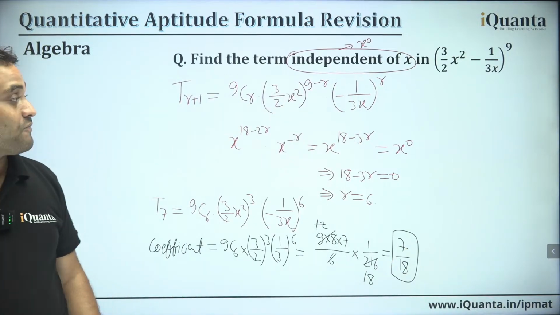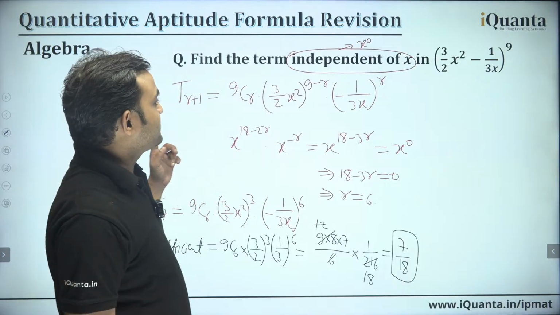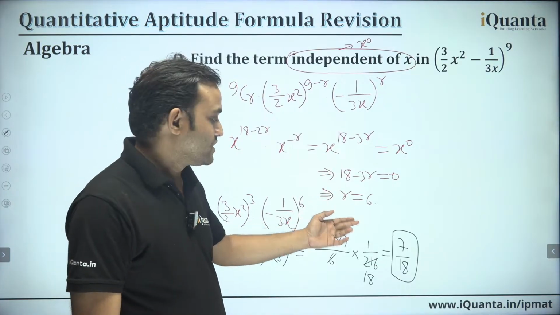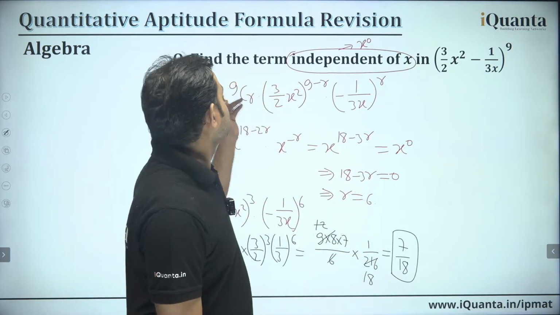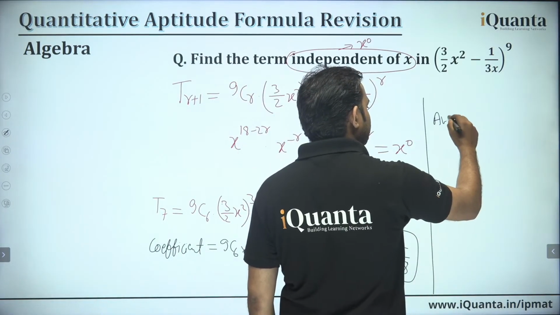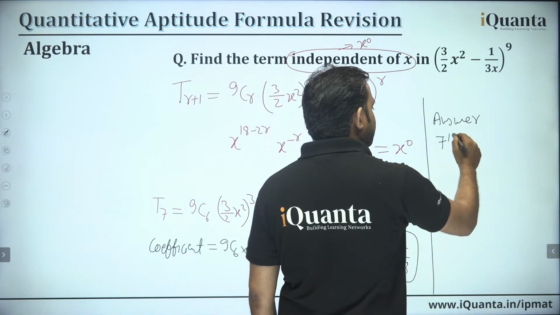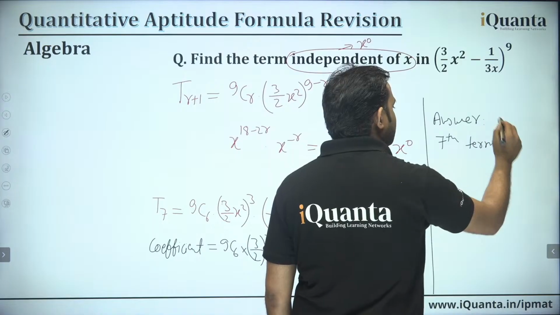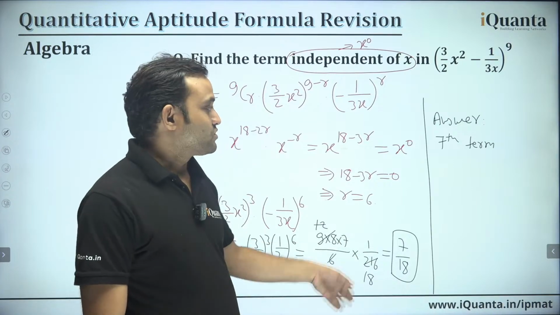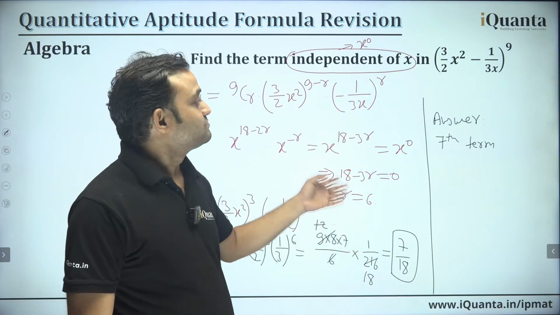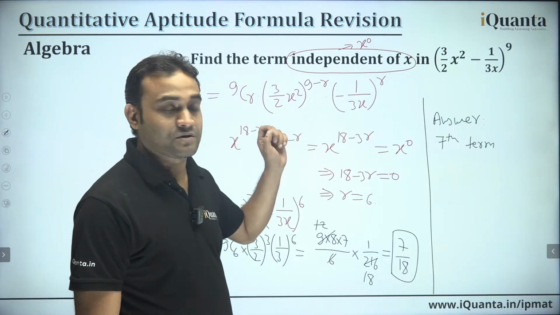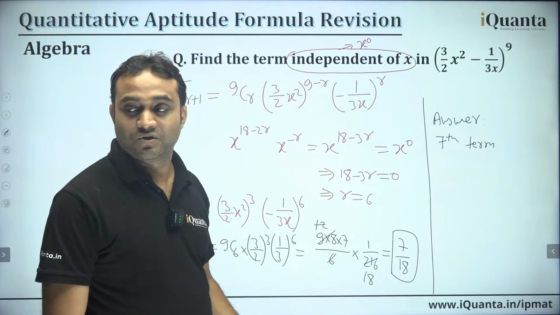This will be the coefficient. This will be the term which is independent of x, because x will be cancelled out. So 7 by 18. Which term? It says find the term independent of x. So our answer is the 7th term. What will be the value? 7 by 18. So any of these could be asked in the question. Find the term which is independent of x. Which term? 7th term. What is the value? 7 by 18.